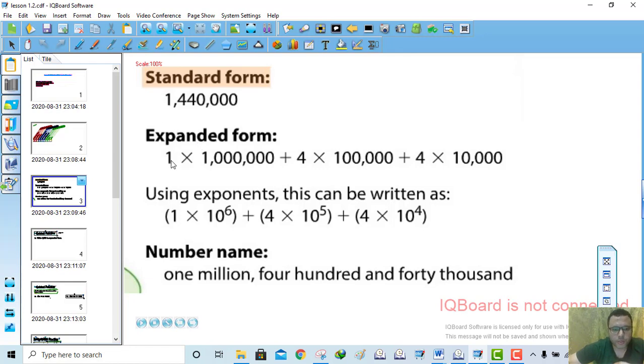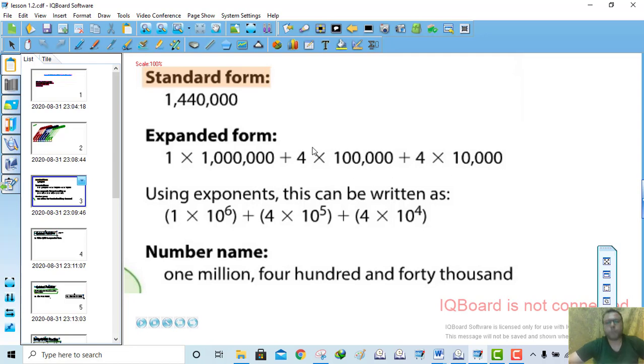place, so I will write it 1 multiplied by million, because it's 1 million. Here we have 4, in which place? In the 100,000s place, so it's 4 multiplied by 100,000. Plus here the other 4, it's in 10,000s place. And the other zeros, no need to write them.